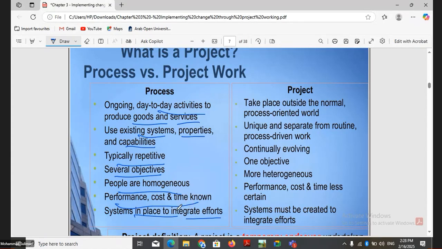This is a process. Whereas a project takes place outside the normal process-oriented work. So it is something new; we are creating something new. A new team is formed to do that work, so it is outside the normal work. It is unique, separate from the routine process-driven work, and continually evolving. It means every time it is improving and updating, with one objective to produce some product, application, or system. It is more heterogeneous, with different types of people working in the project. Analysis might be a different team, and designing, testing, and coding each a different team. Performance, cost, and time are less certain. A system must be created to integrate the efforts. So this is the difference between a process and a project.